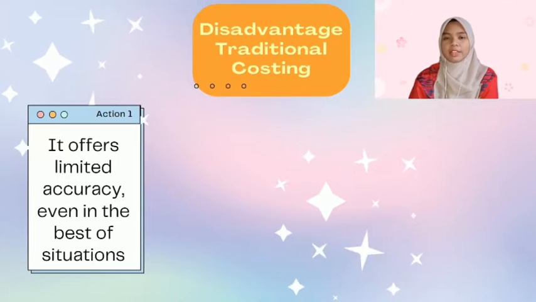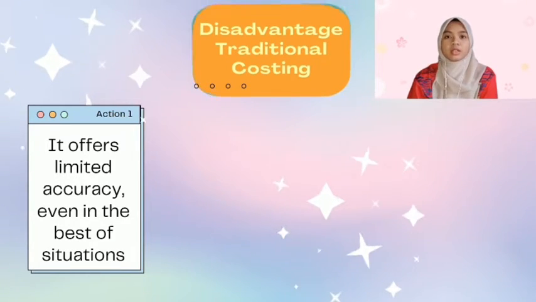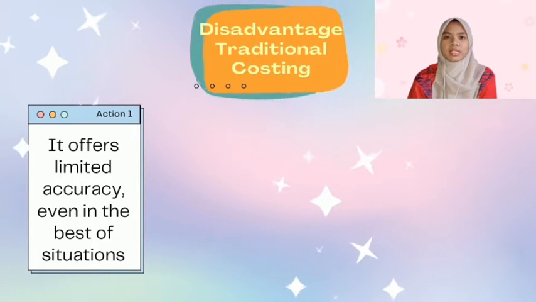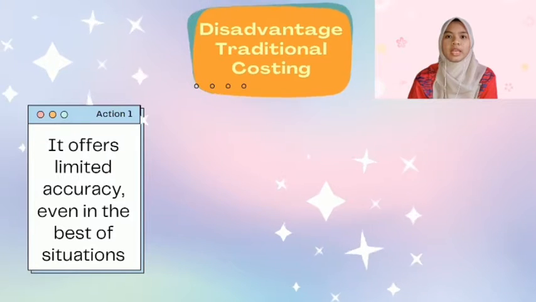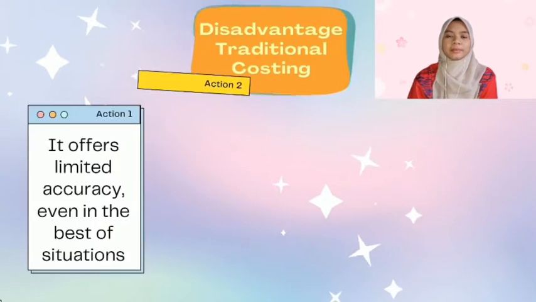Would like to present about disadvantage of traditional costing. The first point is it offers limited accuracy even in the best of situation. Traditional costing may work when there are a handful of products being manufactured with low overhead costs. It does not offer the same accuracy when trying to look at the actual expenses that are incurred by an organization. It tends to distort the actual expense looking at the profitability of product or service by arbitrarily assigning costs for all activities instead of considering the cost of each action required to bring the product to sale.